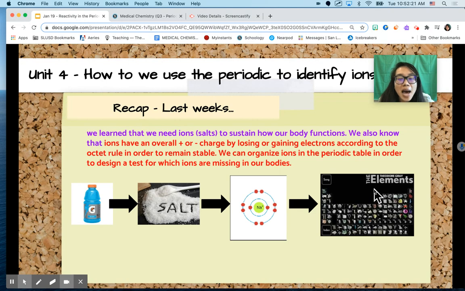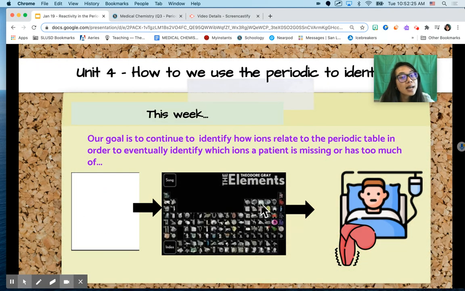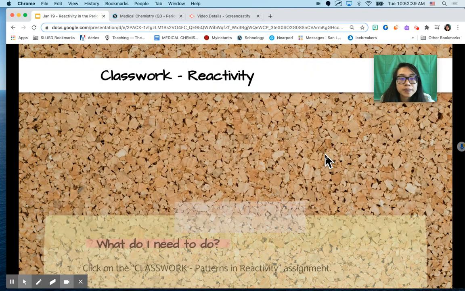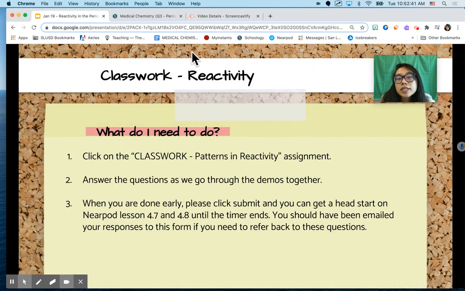So we've been looking into ions and patterns in the periodic table because we need to learn about these patterns in order to design a test to figure out whether our patient is missing a certain ion or has too much of a certain ion. That's the final end of that unit. So our goal for today is to look for patterns in reactivity.